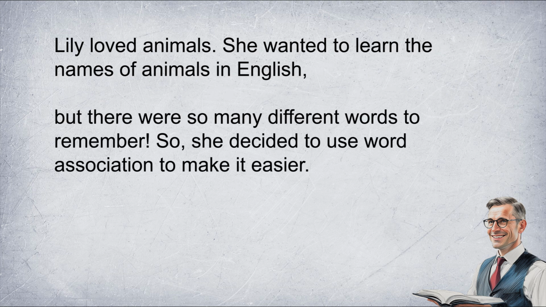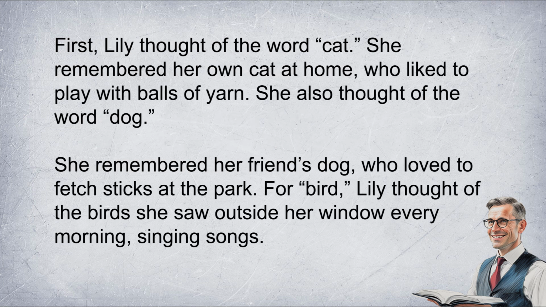Lily loved animals. She wanted to learn the names of animals in English, but there were so many different words to remember. So, she decided to use word association to make it easier. First, Lily thought of the word cat. She remembered her own cat at home, who liked to play with balls of yarn. She also thought of the word dog. She remembered her friend's dog, who loved to fetch sticks at the park. For bird, Lily thought of the birds she saw outside her window every morning, singing songs.